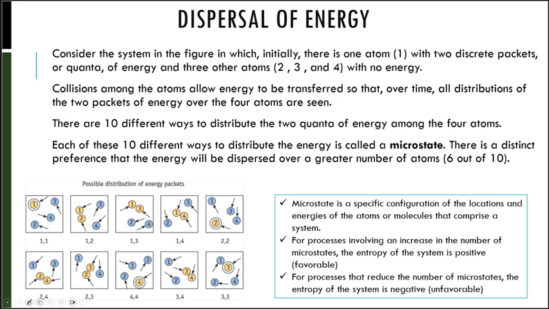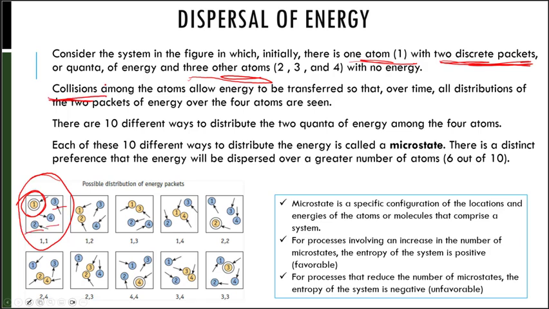So in order to do this, we need to consider energy in its quantized form and matter on the atomic level. Let's consider the system in which initially there is one atom with 2 packets or quanta of energy and 3 other atoms with no energy. So in this case, I have one particle with 2 circles around it, so that's our 2 packets of energy. And then we have 2, 3, and 4 with no energy.